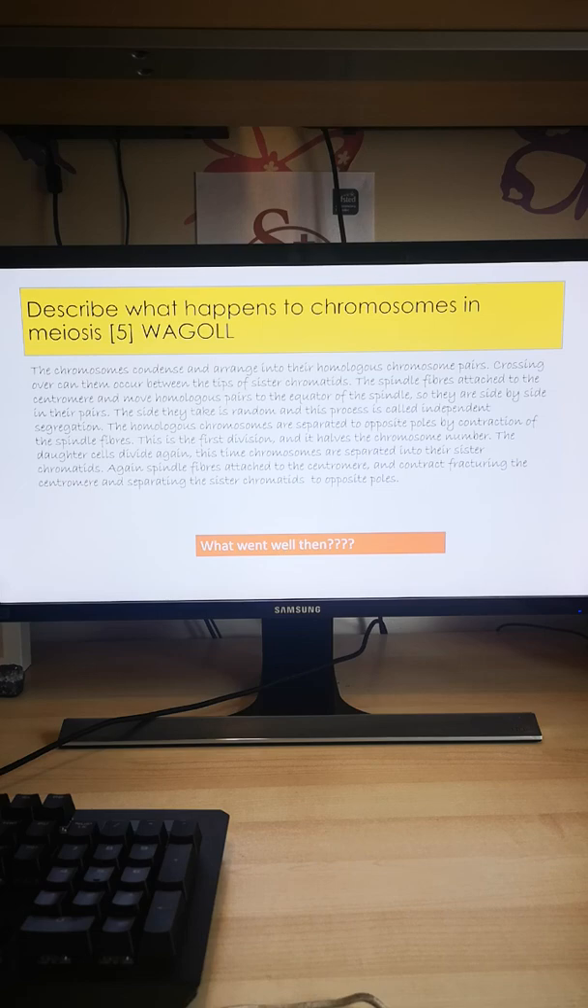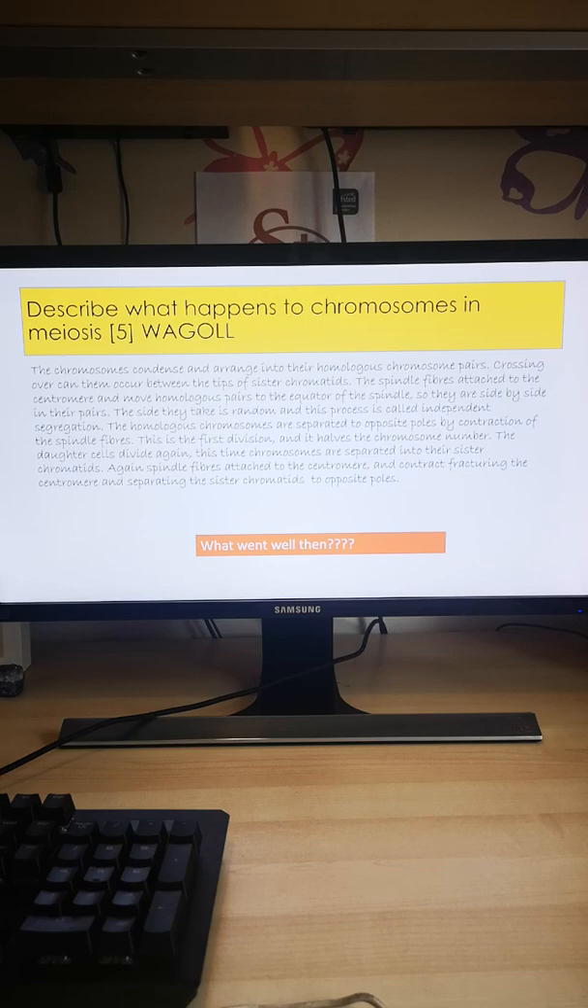Okay, so read this together. The chromosomes condense and arrange into the homologous chromosome pairs. Crossing over can then occur between the tips of sister chromatids. Now you might be better calling them non-sister chromatids because they're the chromatids of separate homologous chromosomes. The spindle fibres attach to the centromere and move the homologous pairs to the equator of the spindle, where they are side by side in their pairs.